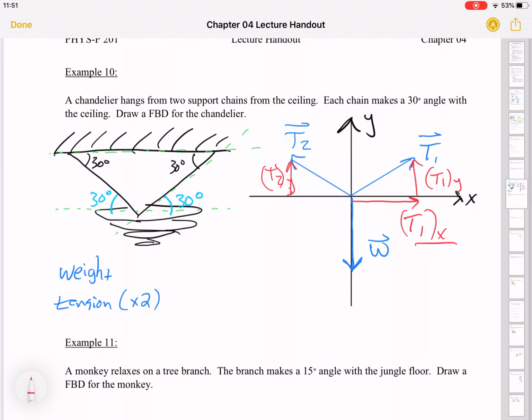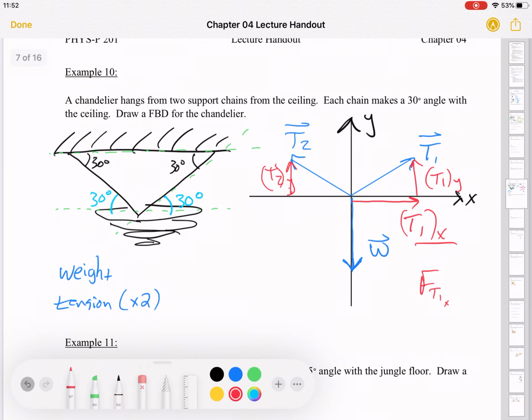So if I had used F, I'd have to say F sub 1 sub, no, F sub t sub 1 sub x, which is just getting to be ludicrous. Okay, let's do one more example.